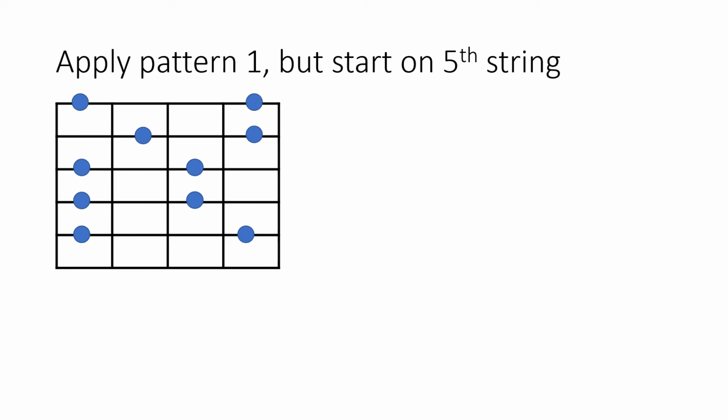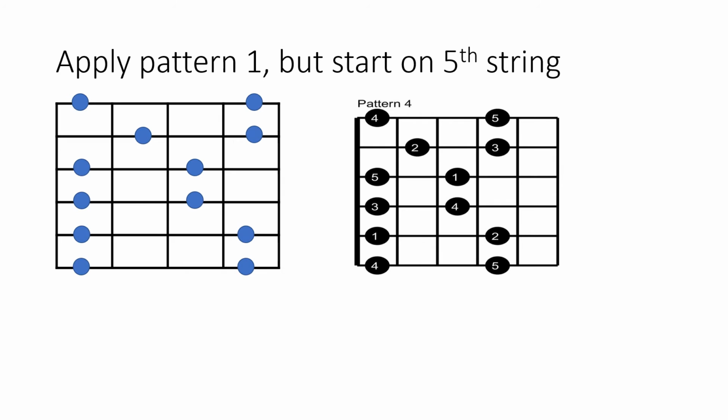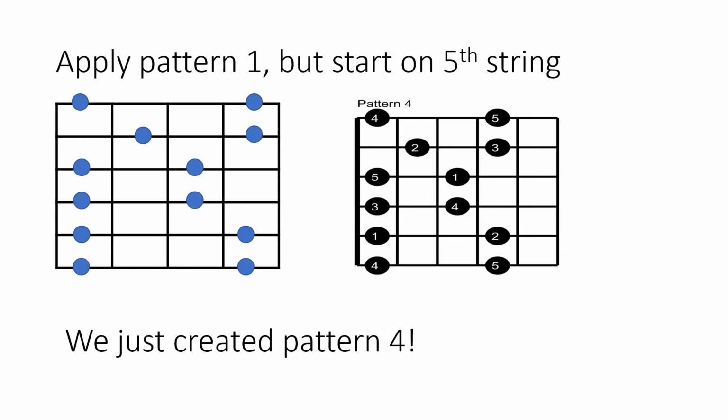So from the first note, we go back to our fifth note, and from our fifth, backfill to our fourth note. But if we compare this with what we're calling pattern 4, we find they're identical. So pattern 4 is really just pattern 1, but started on the fifth string.